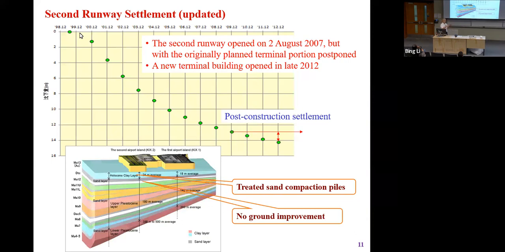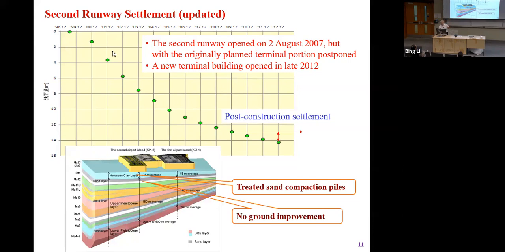The overall sediment was bigger than the first runway. Why? Because the second runway is further away from the shoreline. The water is deeper, and the deposit might be thicker. So the total sediment is bigger. You can see it's 12 meters, even 40 meters. But the post-construction sediment is smaller.